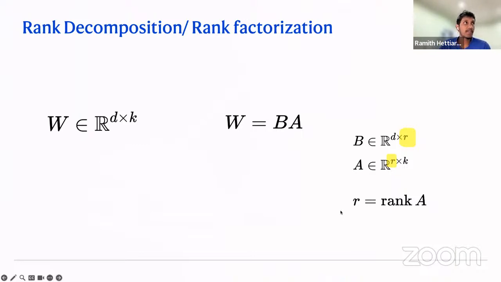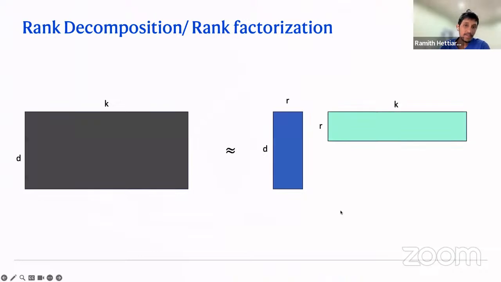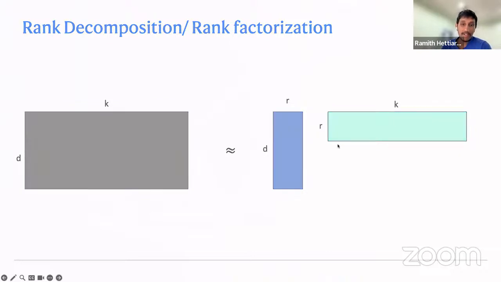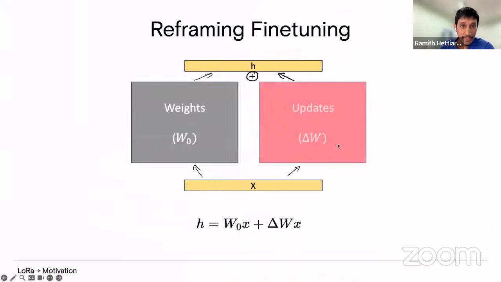So rather than having a D by K matrix, we can just express it in number of parameters. What the authors of this paper do is, if we look at it again, in essence, after fine tuning, we have W naught, that is the pre-trained weights, and this is the updated weights. We can express the effect of these as the input into the W naught matrix and delta W matrix.